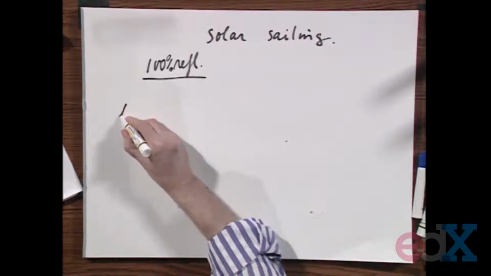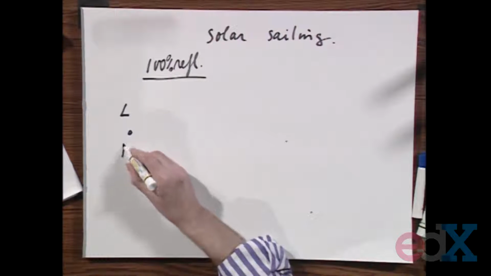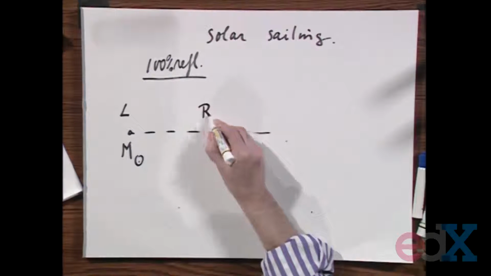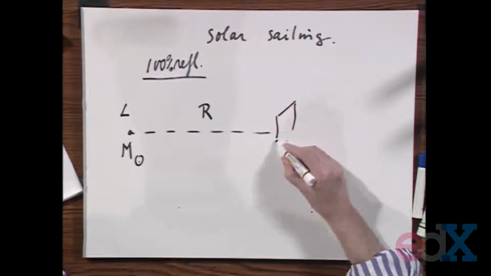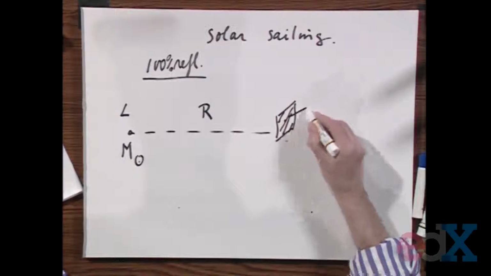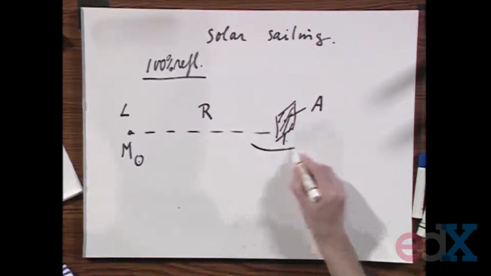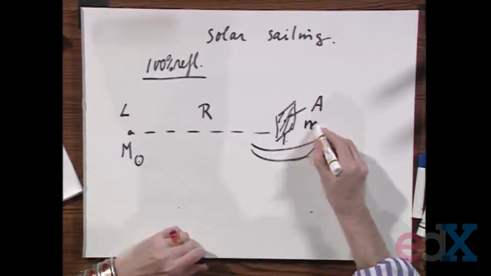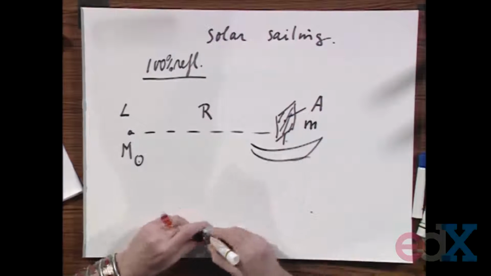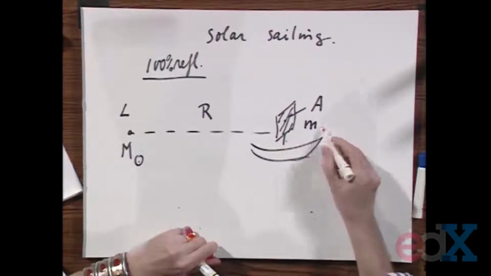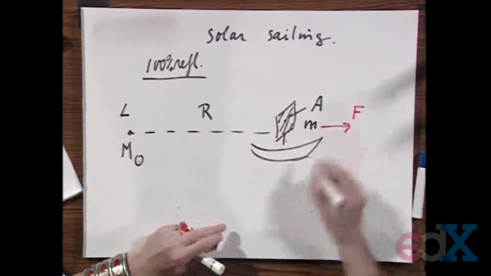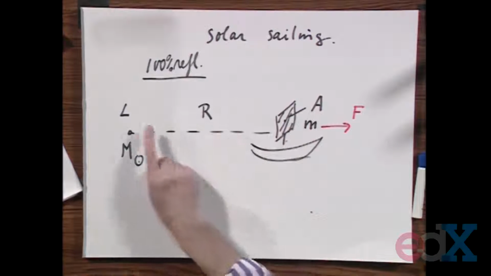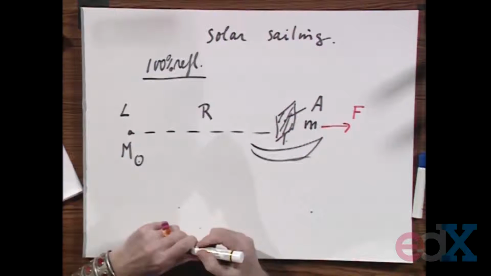Here is the sun, luminosity of the sun. This is the mass of the sun. And at a distance r, here is our wonderful science fiction sailboat with area A, and here is the boat. And let the mass of the boat plus the sail be m, and we want a net force in this direction which is larger than 0. In other words, we want the radiation pressure to be larger than the gravitational pull.